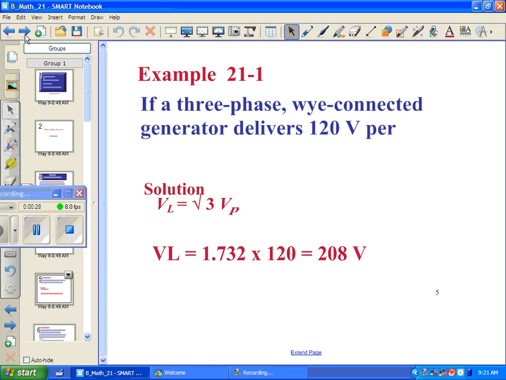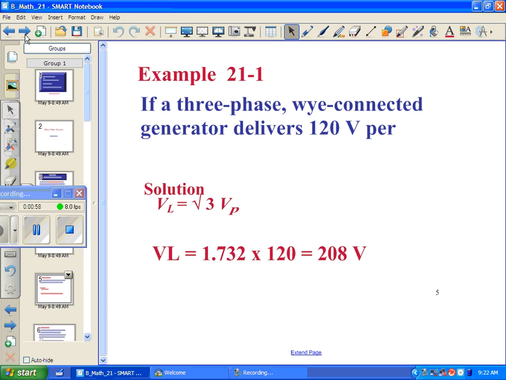examples. And I've got to warn you that Singer uses V for voltage instead of E for voltage. And so anytime we see V, we will write E, right? Okay, so if a three-phase Y-connected generator delivers 120 volts per, where's the rest of the question? Okay, what is the line voltage?